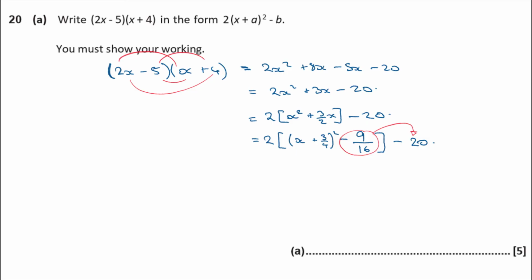Whatever's in that bracket, so that 9/16 is going to get doubled when I take it out of the bracket. Okay, so taking it out of the square brackets, it's going to double up. So that is going to give me 2 lots of x plus 3/4 all squared. Now if I take the 9/16 out, it's going to double up, and double 9/16 is 9/8.